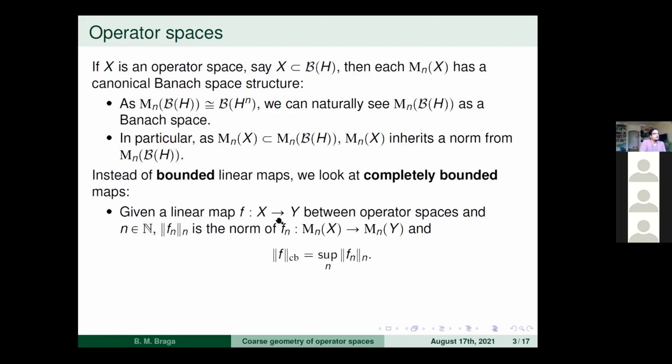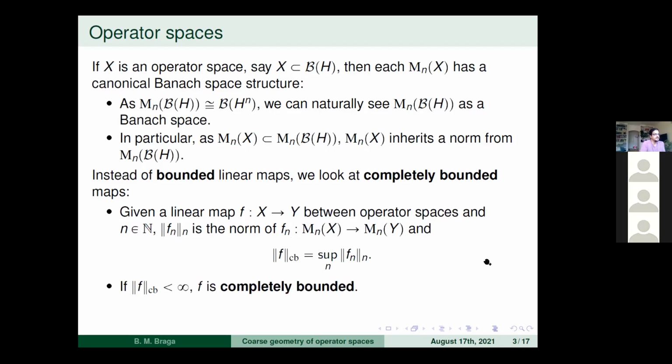So now you start with a map, a linear map actually, between operator spaces X and Y. So if you look at the amplifications as I had in the previous page of this map, since F is linear, Fn is also linear. So we can talk about the operator norm of Fn. And now what we do is we define what is called the completely bounded norm of F to be the supremum of all such norms.